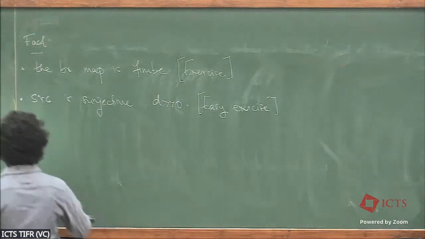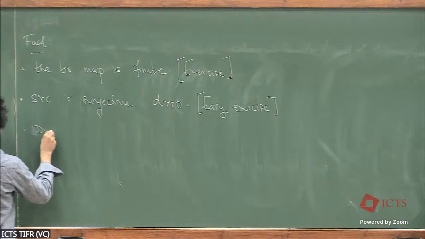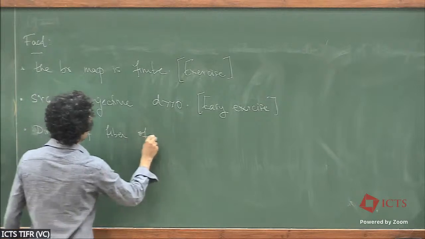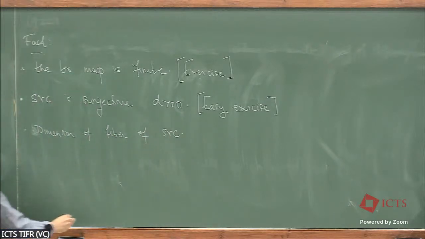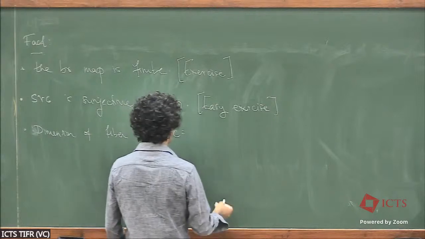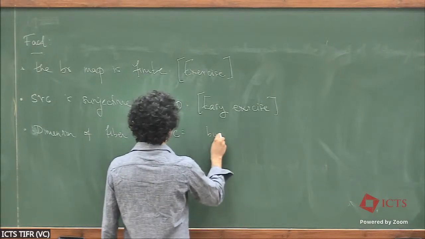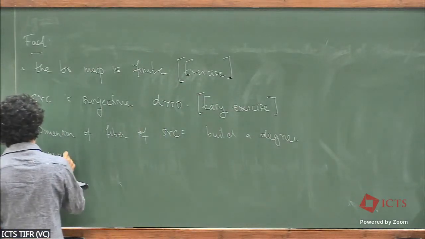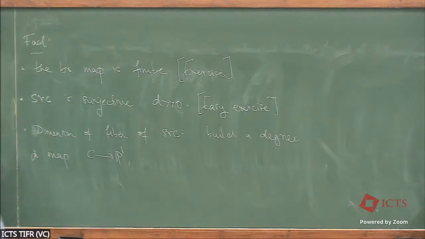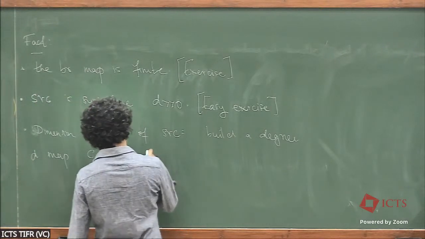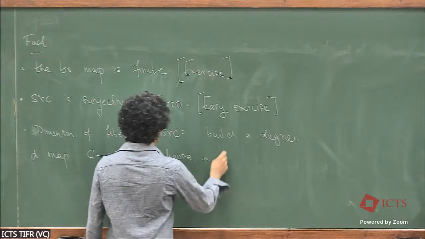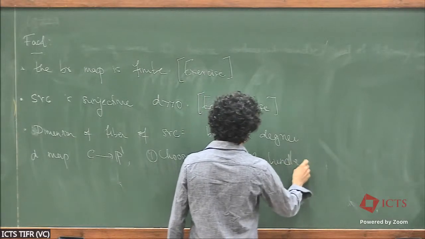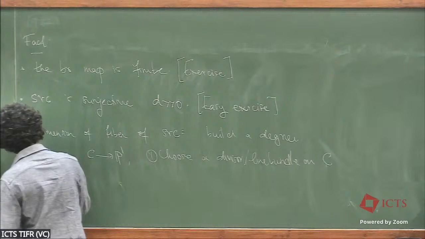Okay. So how about the dimension of a fiber of the source. This is also straightforward to calculate because this is just asking, okay, so to do this, if you want to build a degree D map from C to P1, what you have to do is the following. So you have to first choose a divisor up to equivalence, or a line bundle on C of degree D.